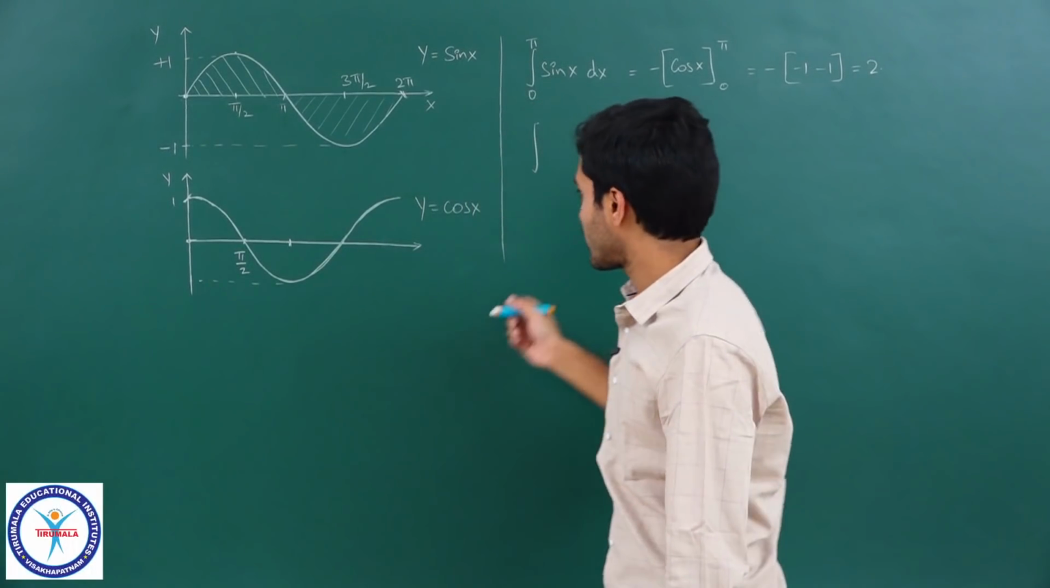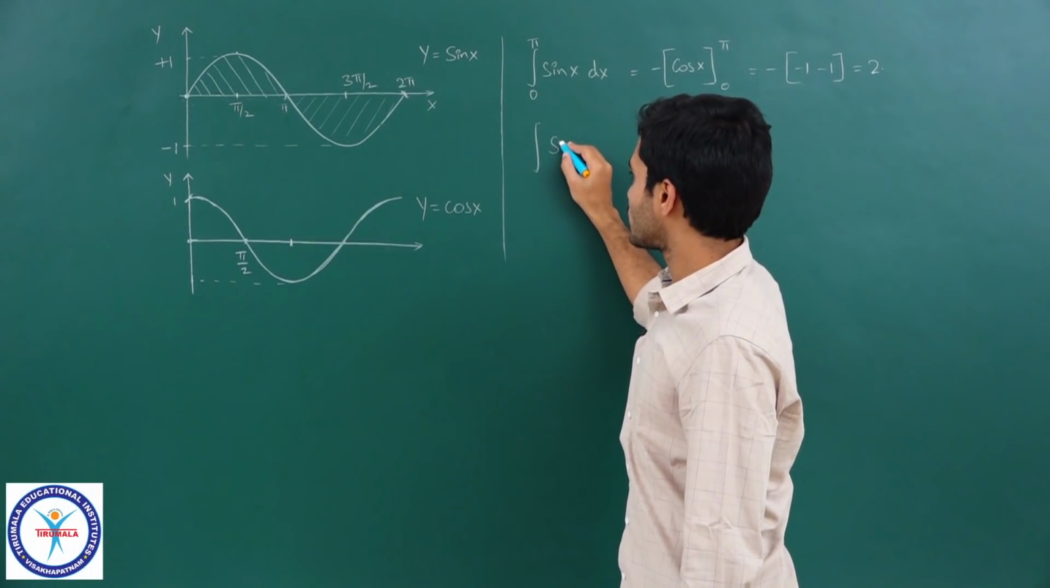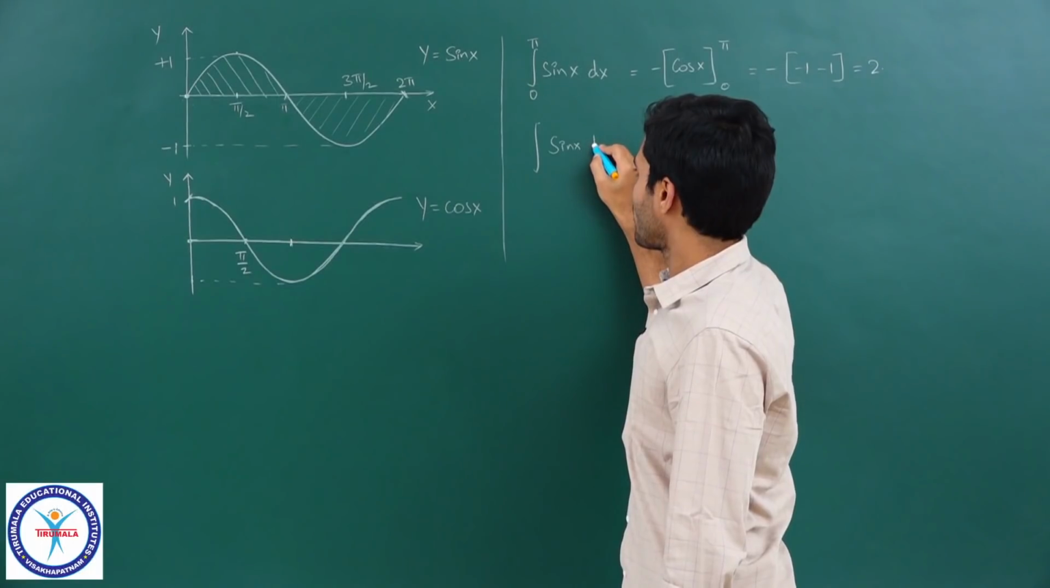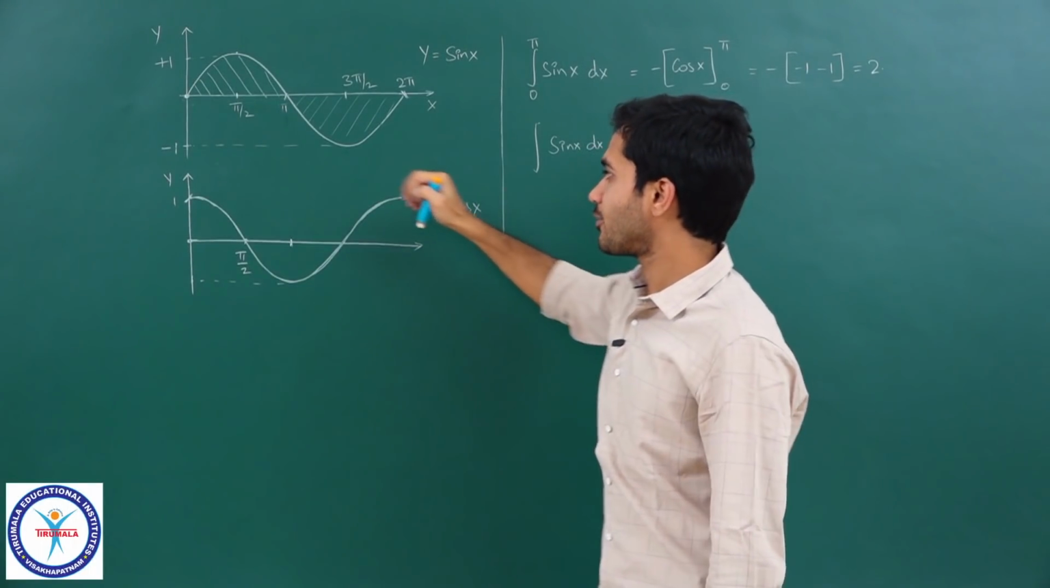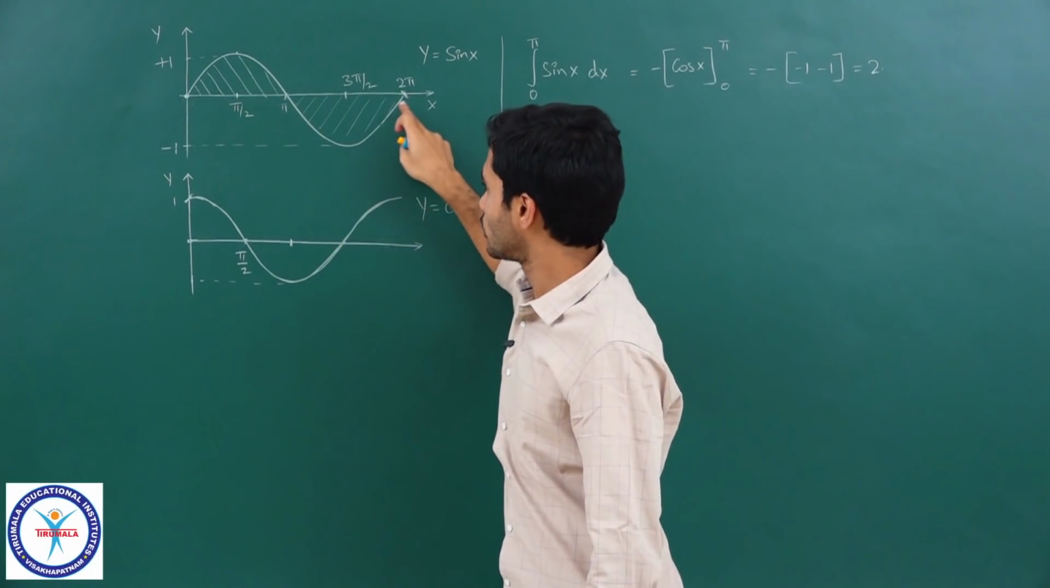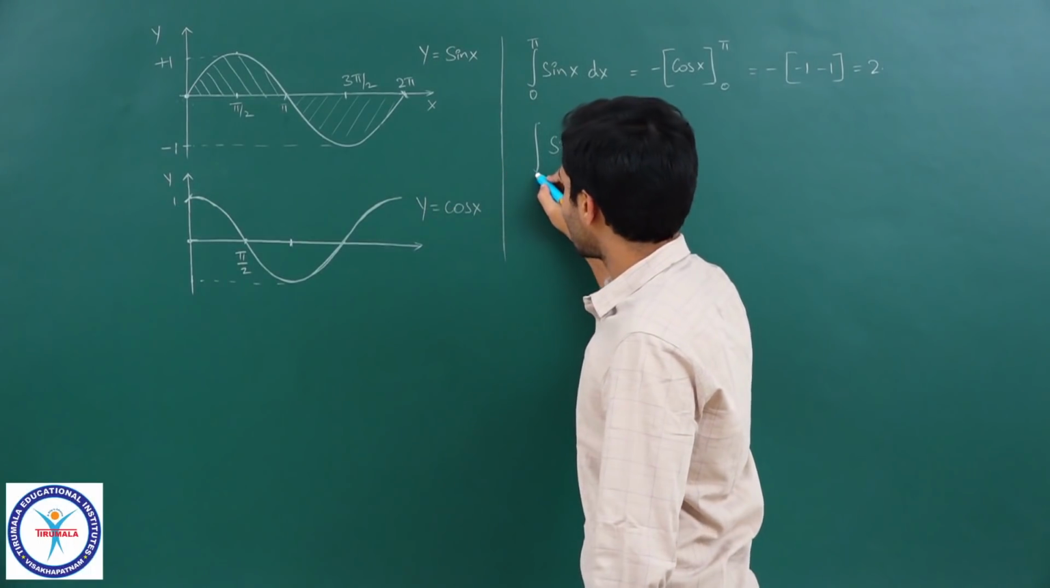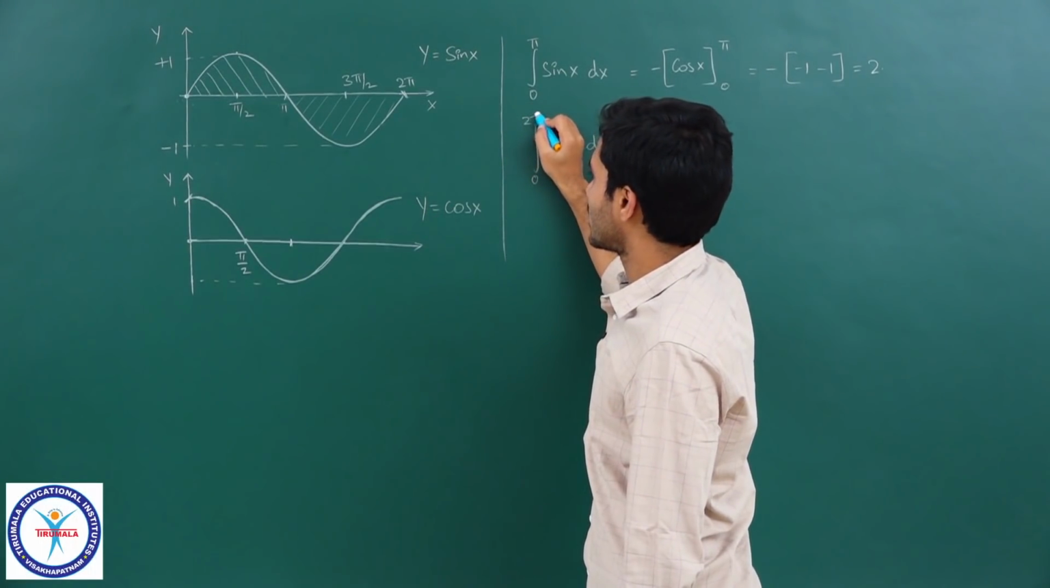So, let us try to calculate that. Which means I am just going to change the limits, right? So, I need to find the area under the curve from 0 to 2 pi, correct? Now let's see what I will get by doing that.